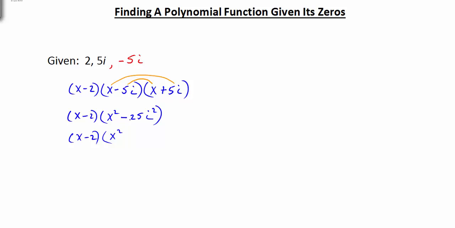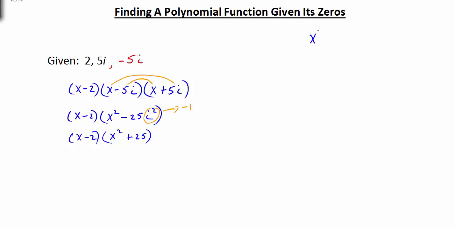So if we continue to simplify before we multiply, you have x squared, and remember you have a negative 25, and the i squared here is really equal to negative 1. So negative 1 times negative 25 is a positive 25. And I want to point this out: notice we have x squared plus 25.